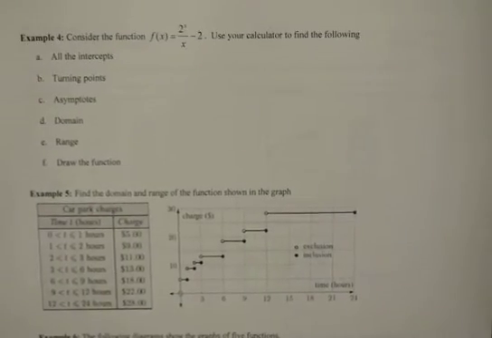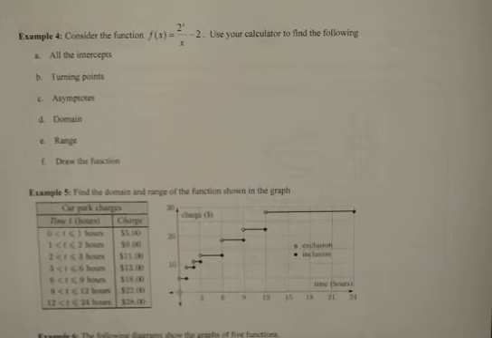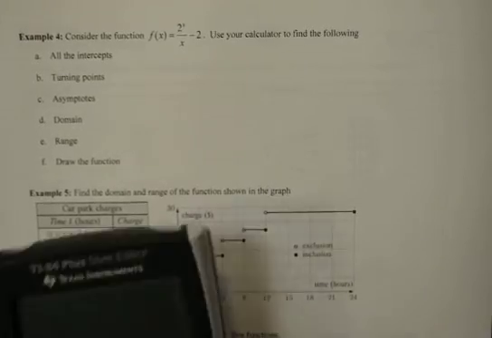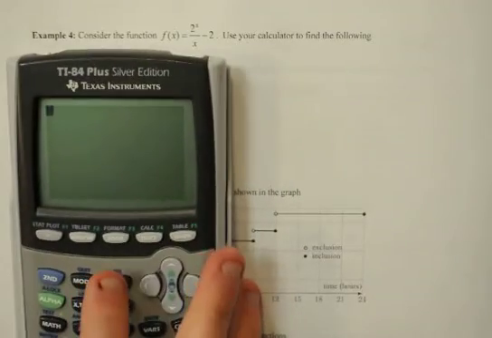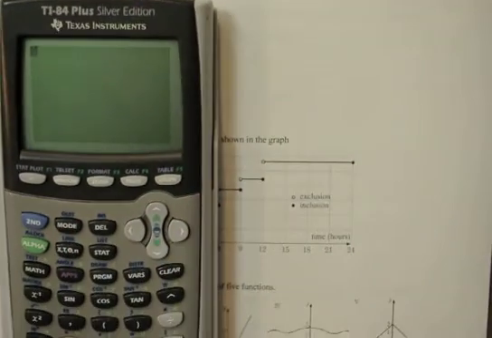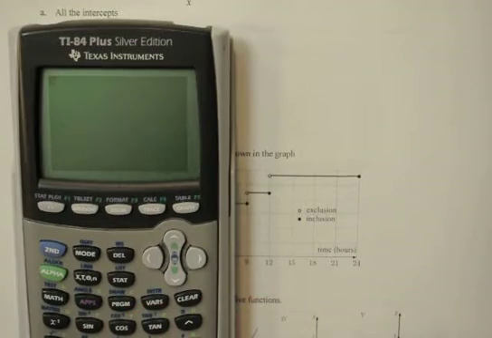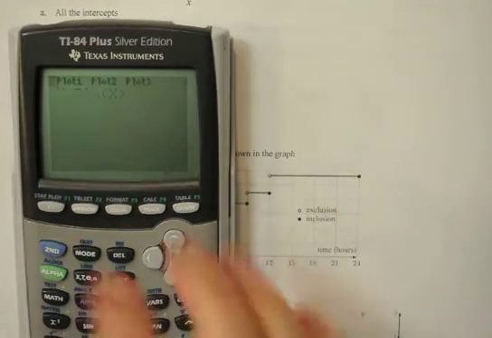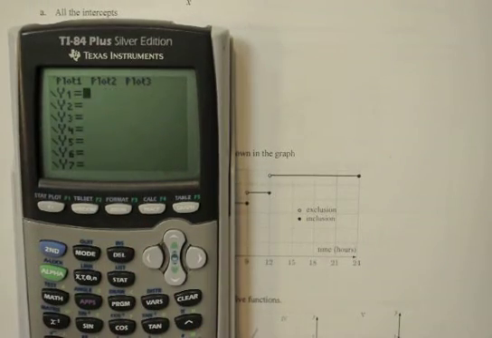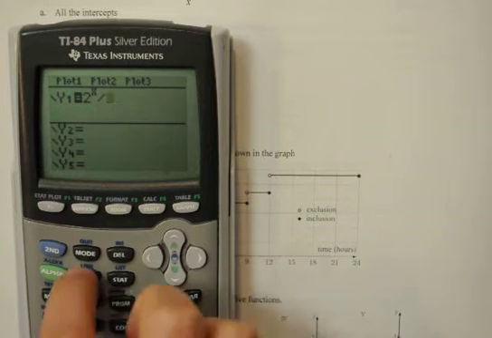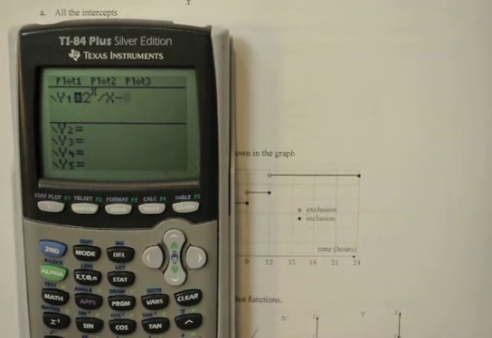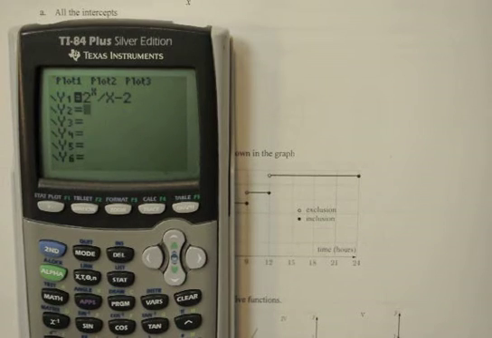Alright, the rest are just some examples. Consider the function of the following here. And we're going to do this in our calculator. So get out your calculator, you need to practice. The function that we're working with is 2 to the x divided by x minus 2. There it is. 2 to the x divided by x minus 2.